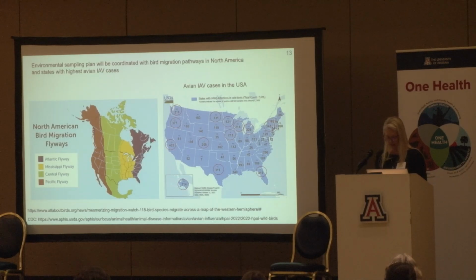Okay, so I think I'm near the end of my slides here, but this is just more of a schematic looking at the environmental sampling plan that we'll be coordinating, in particular with the bird migration pathways in North America and looking at states with the highest avian IAV cases. So you can see on the left side, in the colored map of the U.S., you have these zones of where the birds are migrating. And then on the right side, you can see where the most prevalent avian influenza A virus cases have been documented in the U.S. And with the red circles, those are the more extreme regions. So those would be states we would like to start targeting initially as we expand.